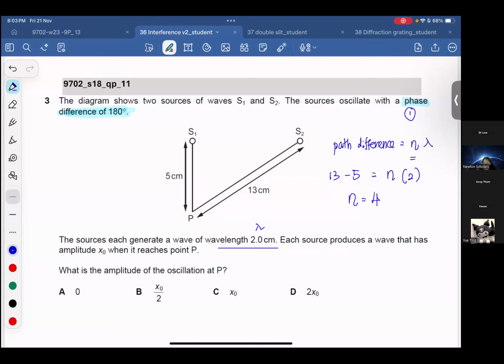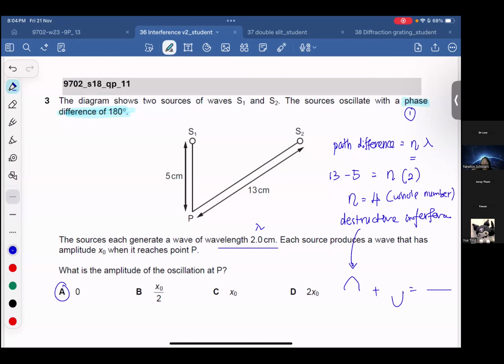Destructive. Yes, dear. This one will produce destructive interference, because it's a whole number. It's not 4.5, 2.5, 3.5. It's a whole number. A whole number for out of phase will be destructive interference. Destructive interference means that a crest meets a trough. So what is your amplitude? 0.